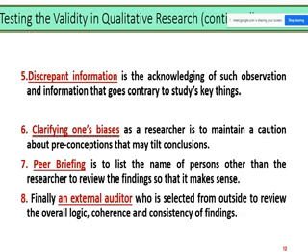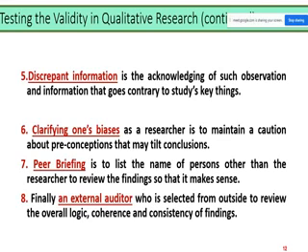Next, fifth point is that the descriptive information is the acknowledgement of such observation and information that goes contrary to the study's key things. Clarify one's biases as a researcher is to maintain a caution about preconceptions that might tilt the conclusion. So whenever the researcher starts the study, he should not start the case with a preconception, but rather he should base the study on the methods, on the data that he collects or the data that is encountered. Data means here information.